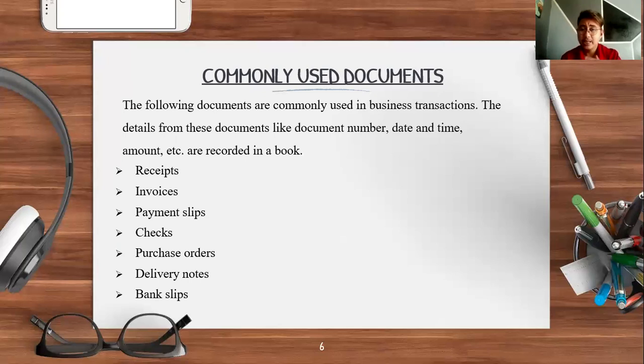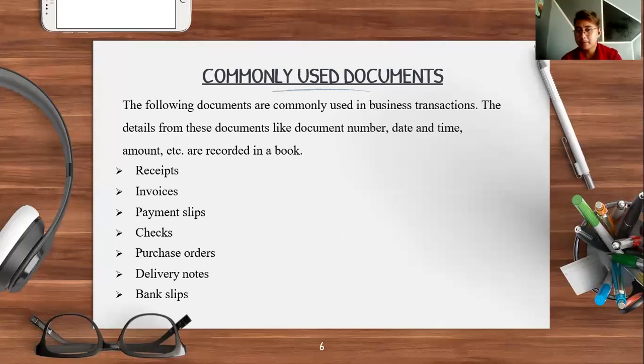Next is the invoices. We have the payment slips, the checks, the purchase orders, the delivery notes, and the bank slips. So yung receipt po, ito po yung mga resibo na binibigay natin sa isang customer or sa isang clients. Next is the invoices. So ito po yung mga updated documents na binibigay natin sa mga clients or sa mga debtors. Okay, yung mga utang sa atin. So we need to update then kung magkano ba yung dapat nilang bayaran, kung ilan na ba yung nabayaran nila sa utang nila.